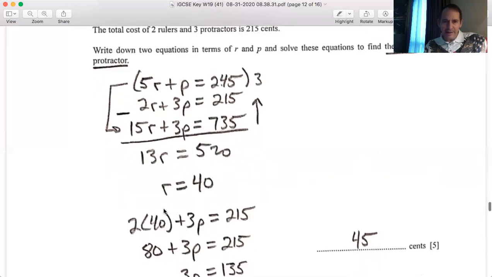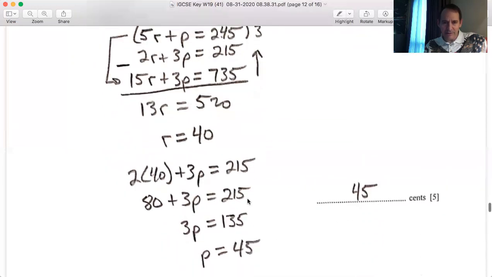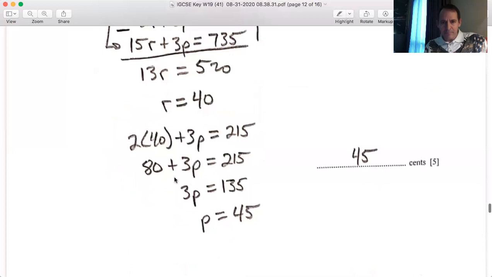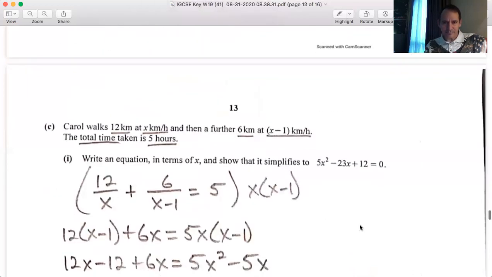So plug that back into any one of your previous equations. I picked the 2R plus 3P. 2 times 40 plus 3P equals 315. 80 plus 3P equals 315. And you solve for your P, and you can see that your P is 45 cents.